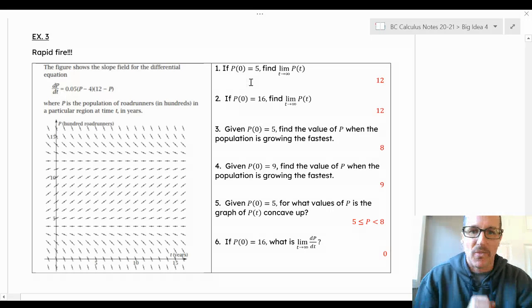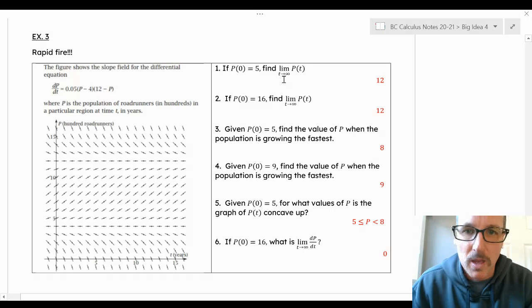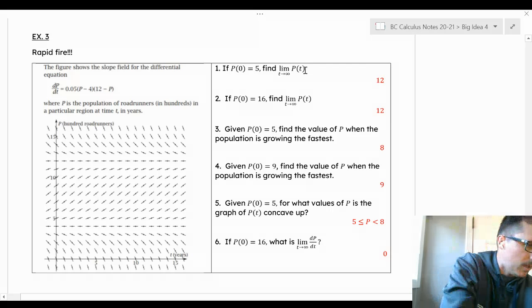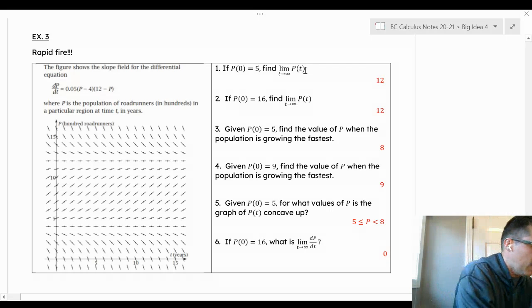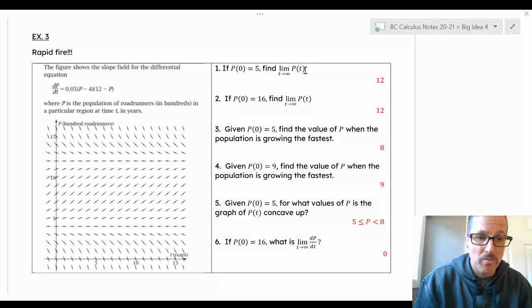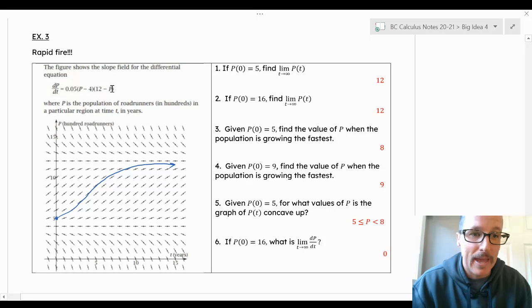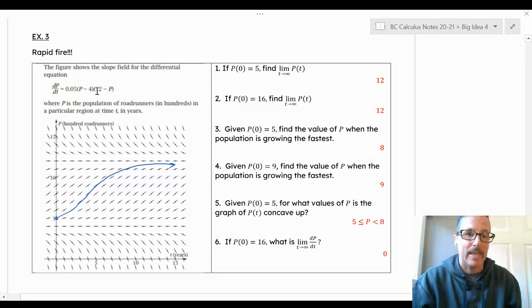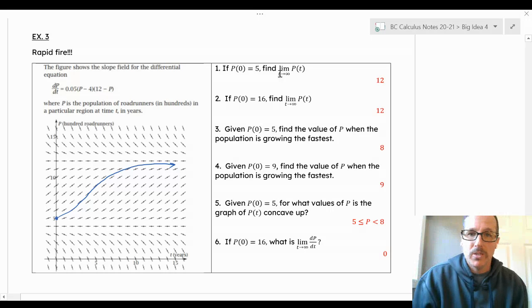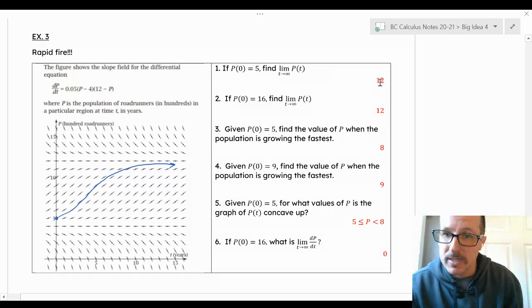So if P of 0 is 5, what is the limit as t goes to infinity of the function? Well, if P of 0 is 5, I'm starting at 5 and I'm going to trend up and level off at 12. 12, you might note, is the carrying capacity of this dP/dt logistic differential equation. So the answer to number 1 is 12.